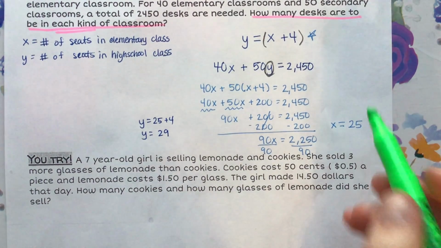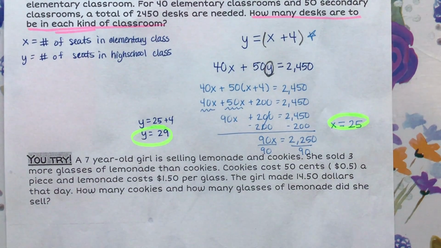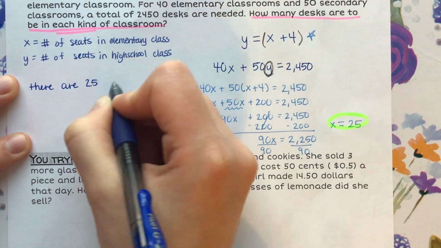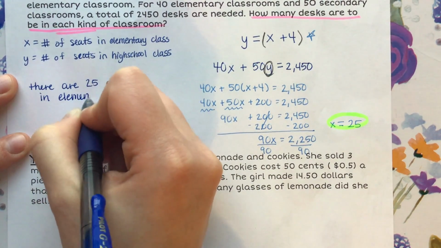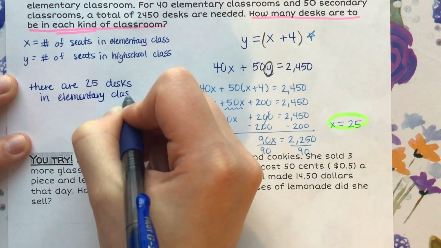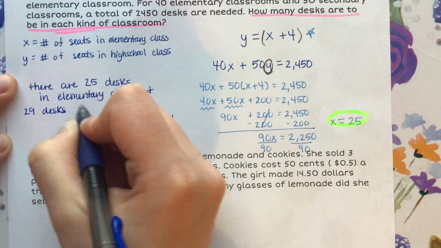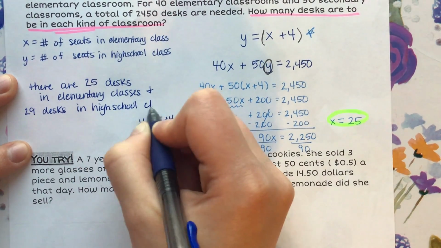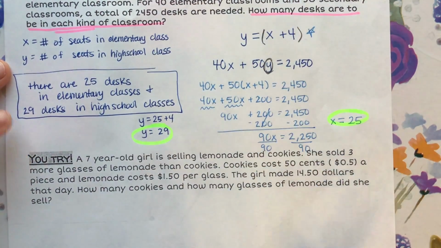Alrighty, I have my x value, I have my y value, but what do they represent? Let's write out in a sentence what this is saying. So there are 25 desks in elementary classes and 29 desks in high school classes. And this right here is going to be my solution.